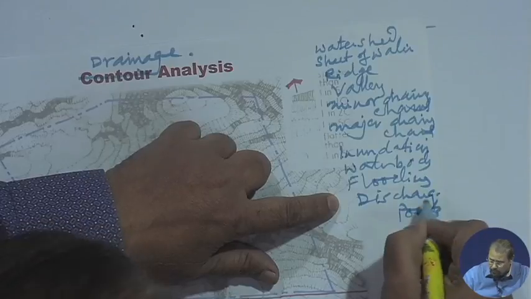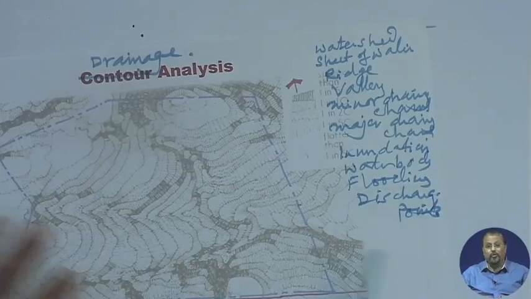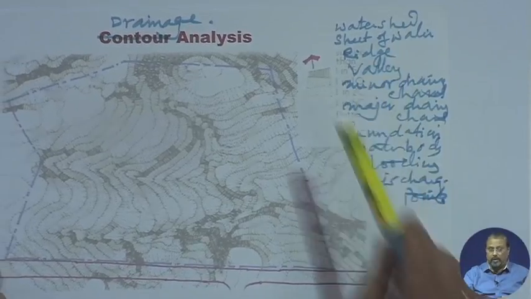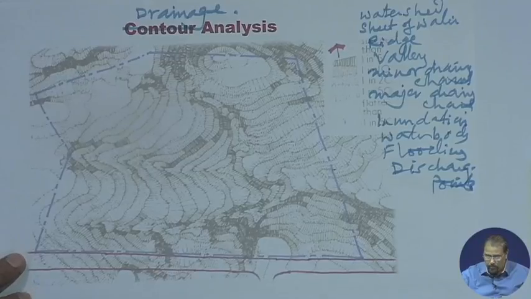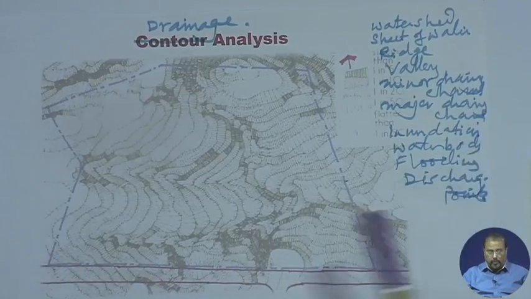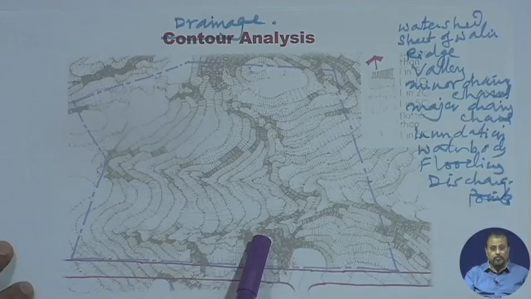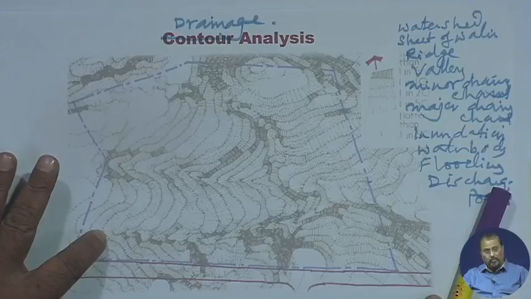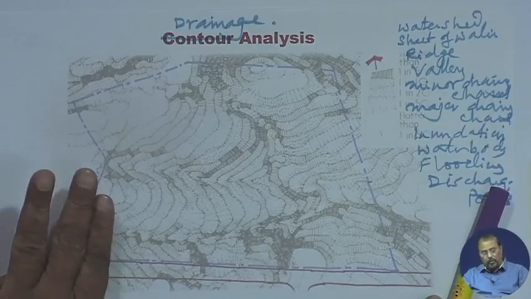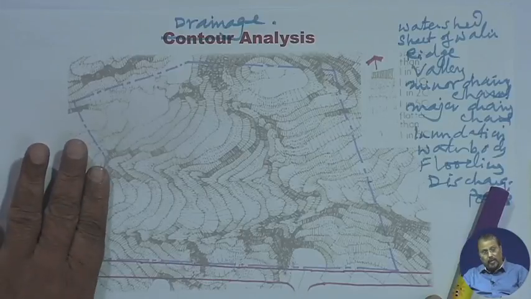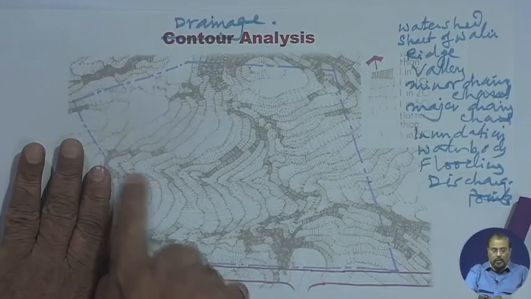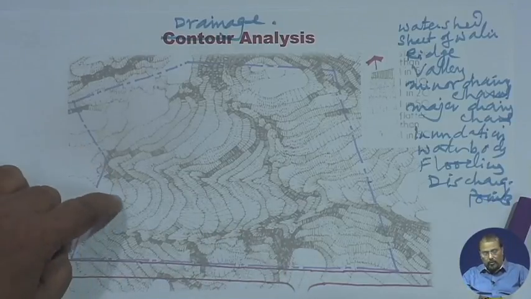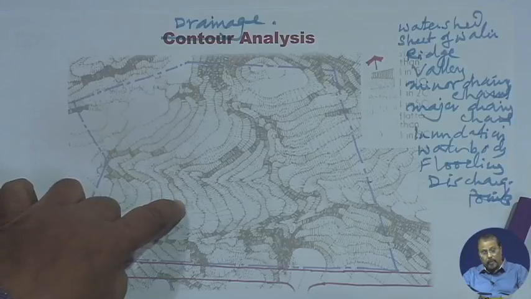Okay. I am trying to write very fast, so you may not be able to read properly, but you have heard me. Watershed, sheet of water, ridge, valley. Let me draw it here on this particular drawing. Look at this drawing very carefully. Whenever the curvature of the contour line goes outwardly from the top to the lower level, that means if this is the higher level and this is a lower level, and the curvature is convex towards down the hill, then if you connect all the center points of this curve, they become the ridge.